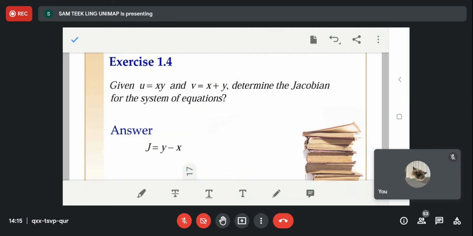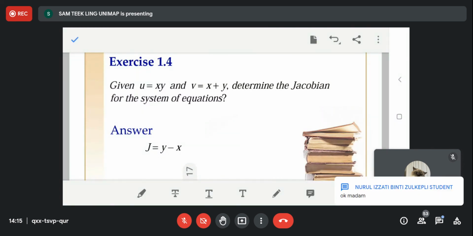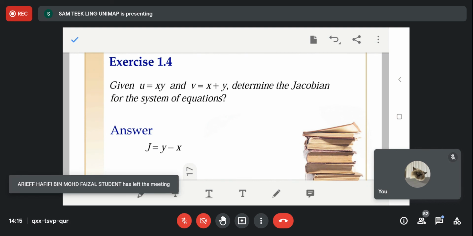So, okay, for exercise 1.4, you got J equal y minus x. So this one is the Jacobian. This one we will use in the next one, the inverse function.